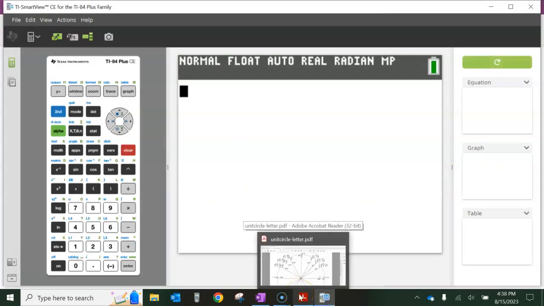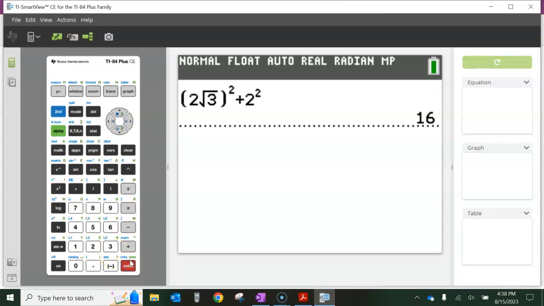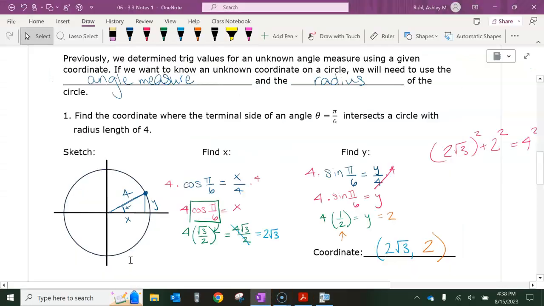If I did 2 square root 3 squared, and the other one was 2 squared, or 4. That equals 16. So I just double checked myself and made sure that I didn't screw up something somewhere and make a simple, small little mistake.